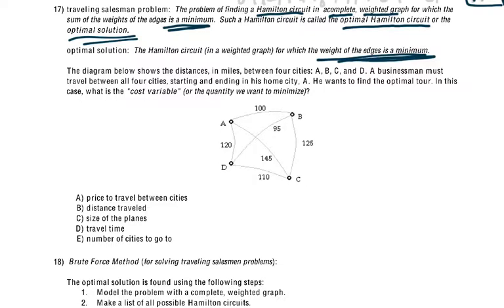Okay, so the diagram below shows the distances in miles between four cities, A, B, C, and D. A businessman must travel between all four cities, starting and ending at his home city, A. So we're starting from A. He wants to find the optimal tour. In this case, what is the cost variable, or the quantity we want to minimize? It tends to be the distance traveled that you want to minimize. Typically you want to minimize distance, or cost, or time. But because these weights are shown in miles, you want to minimize that distance that's traveled.